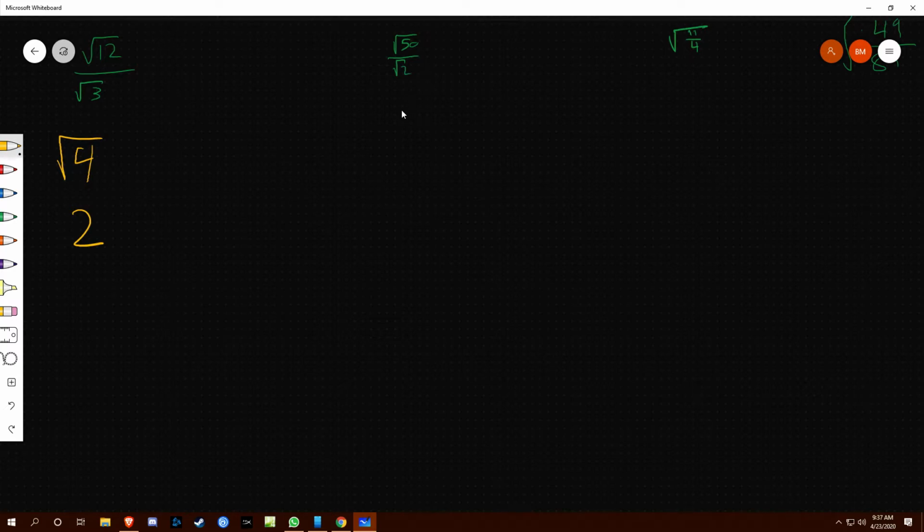Radical 50 divided by radical 2. Well, 50 divided by 2 is 25. I haven't taken the square root, so I put it back over top. The square root of 25 is 5. I don't put the square root because I already used it.